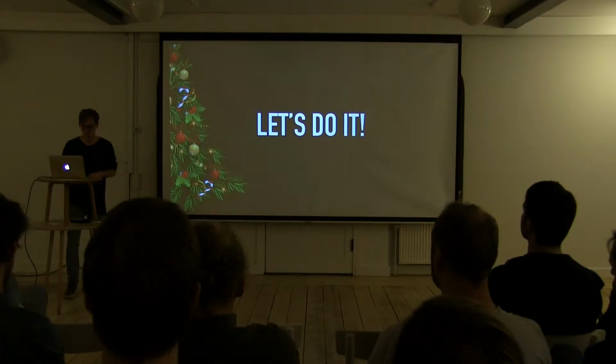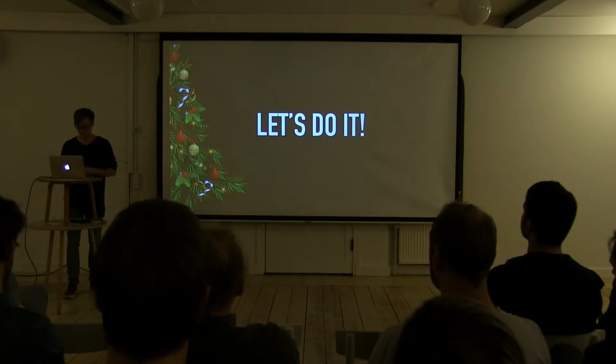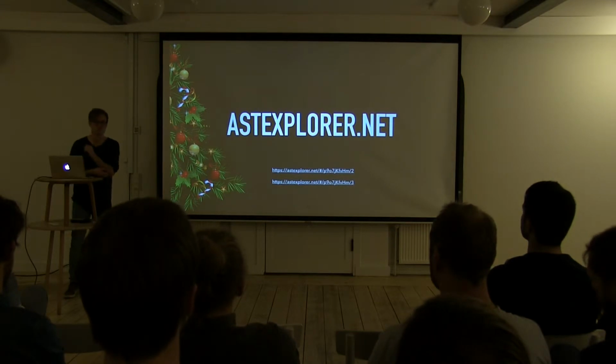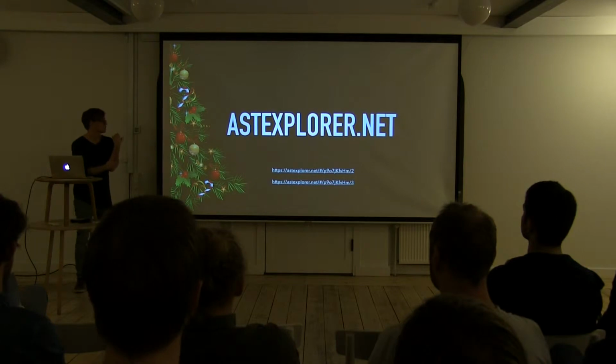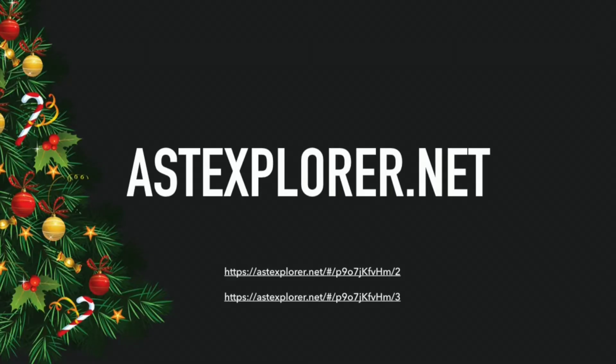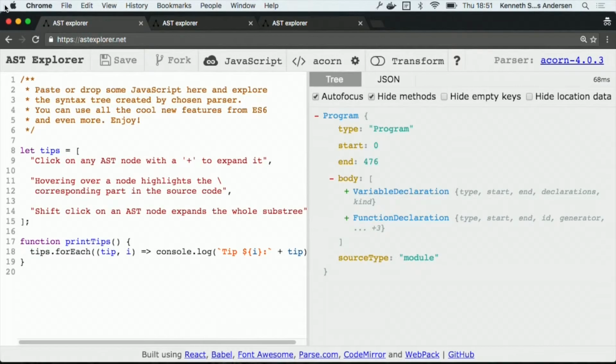So let's just do it. A nice way to get started on writing these codemods is to go into astexplorer.net. It's also nice if you want to do your own little Babel transformer or something like that. It looks something like this when you just start it up.